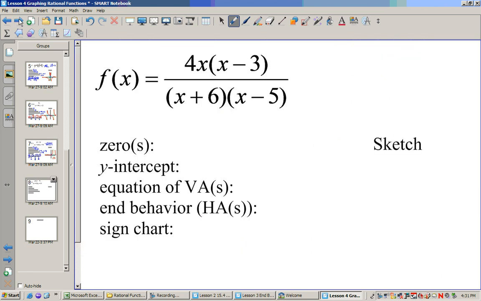All right, we have one more. Try this one on your own and see how you do. Hopefully you've paused it, and now you're done with the problem, so we can just check it.